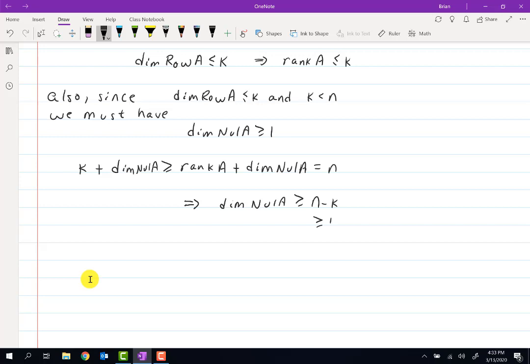So no matter what, you're going to have some non-zero vectors in the null space. That means when you multiply them times the matrix, you'll get 0.